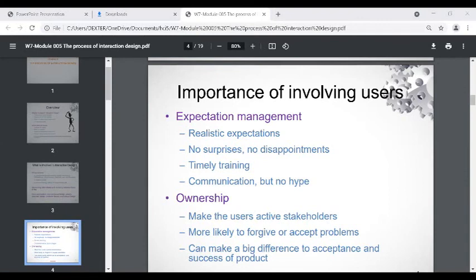Expectation management is the process of making sure that the users' expectations of the new product are realistic. So the purpose of expectation management is to ensure that there are no surprises for users when the product arrives.